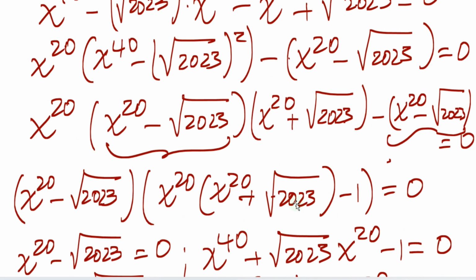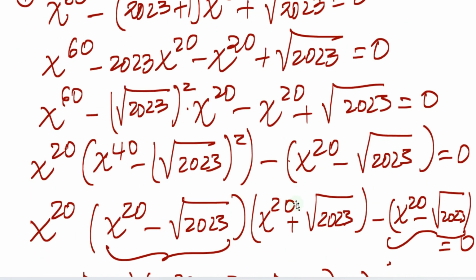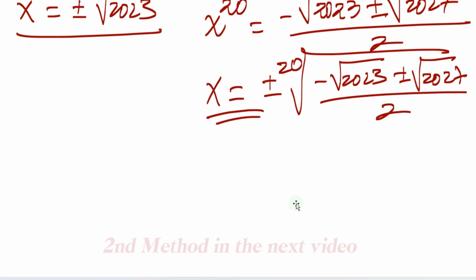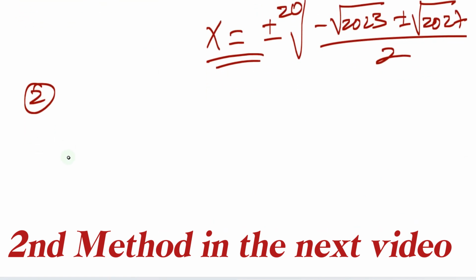So now I'm gonna start solving the second method, and probably I'm gonna make two videos and then one gathering the two of them. So the second method, I'm gonna say that square root of 2023 is equal to a.